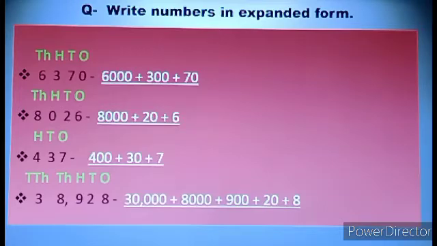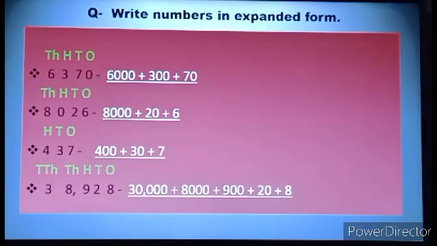So 2 is on the tens place, so 2 multiplied by 10 is 20, plus 6 is on the ones place, so we add 6. So the answer is 8000 plus 20 plus 6. So our next example is 437.